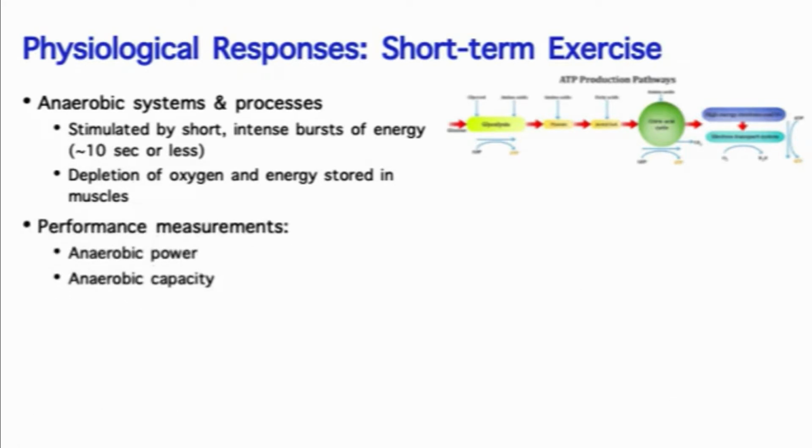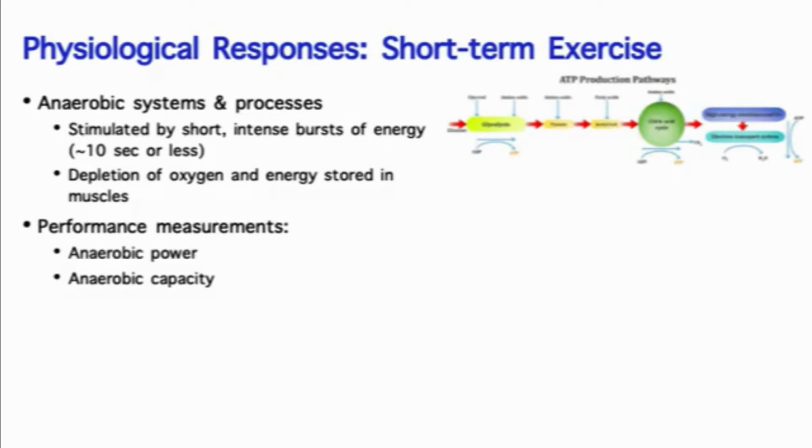Performance measurements for short-term exercise are usually anaerobic power or anaerobic capacity. Anaerobic power is geared towards our peak or mean power during exercise bouts of 10 seconds or less. You can think about this as like a squat, 1 RM. Anaerobic capacity usually refers to the maximum oxygen deficiency a person can tolerate. Aerobic means oxygen utilizing, and anaerobic means without oxygen. So short-term exercises usually don't rely a whole lot on free-flowing oxygen.